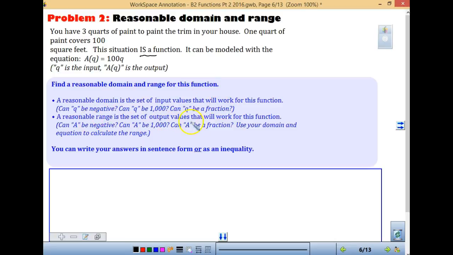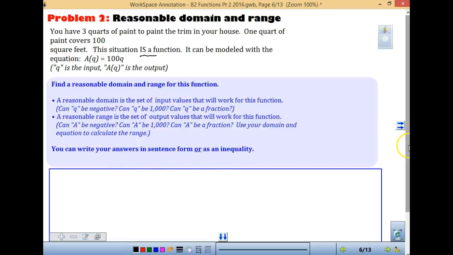What's a reasonable range? That means our output values that will work for this function. Meaning, can the area be negative? No. Can the area be 1,000? Well, we have to think about how many quarts we have. Could it be a fraction? Well, that's possible, as we're multiplying by 100. And we're going to use our domain and range.